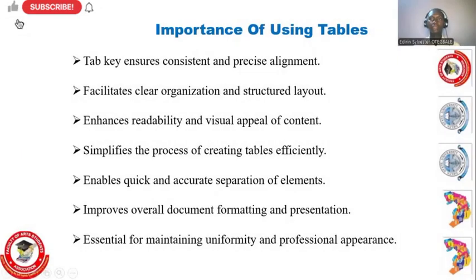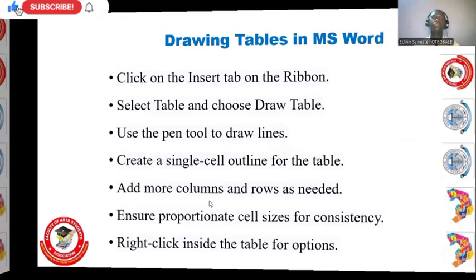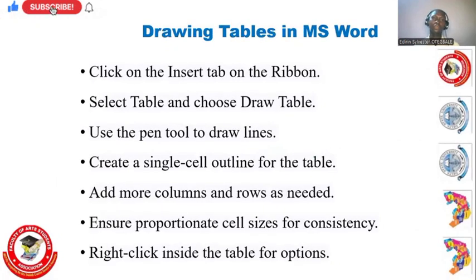Now, why do we use tables? I need to state this categorically because I have a theory and practical section for the course. Tab keys ensure consistent and precise alignment. Now, tables help us to organize and structure our work. They ensure readability. They simplify the processes. Quick access to accurate information, that is, they are separated elements, and they improve the formatting of the document as a whole. And also they help us to maintain uniformity.